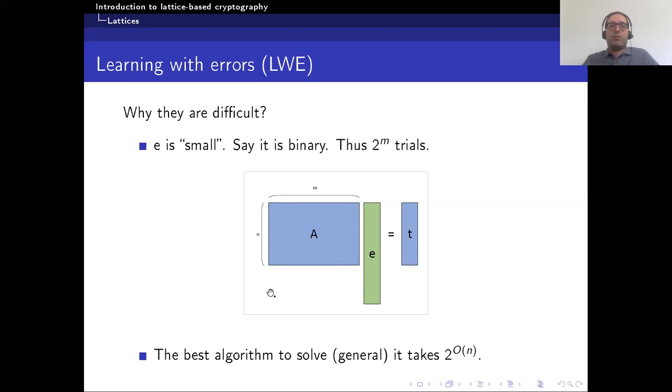The best algorithm to solve these equations takes 2 to the big O of n time. So having big values for n makes this a hard problem, which cannot be solved using our current computers and also post-quantum computers. Sorry, quantum computers.